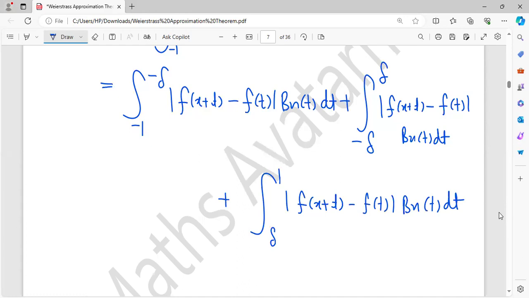Okay, so this part is bounded by 2m. Bounded by 2m because f is bounded by m. So this part is bounded by 2m. So I can write 2m in place of this. 2m will come outside. This part is also bounded by 2m. Okay, so minus 1 to minus delta, b n t dt.